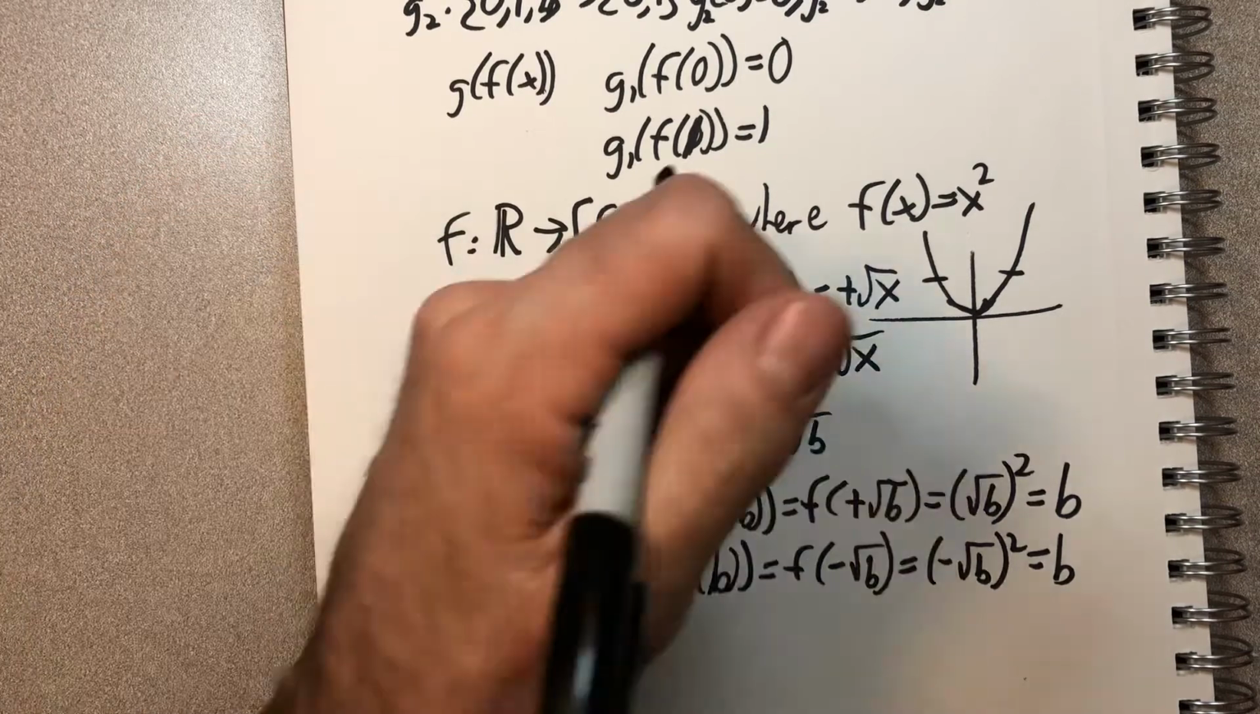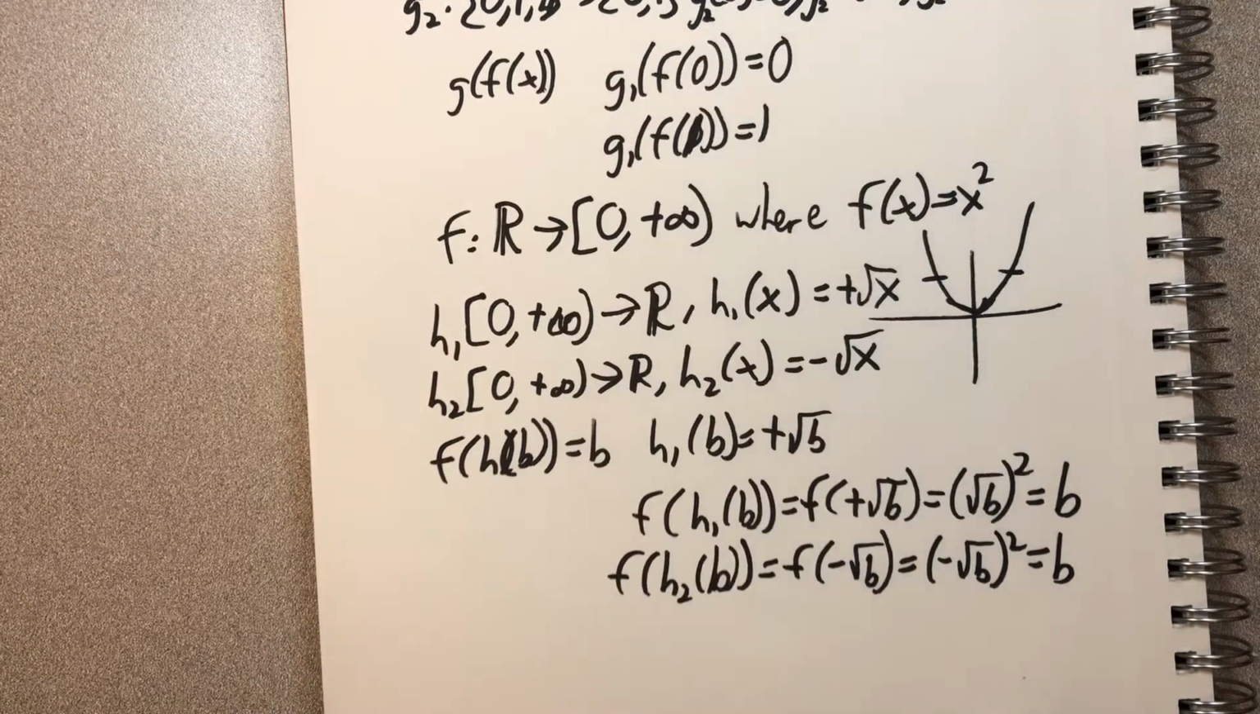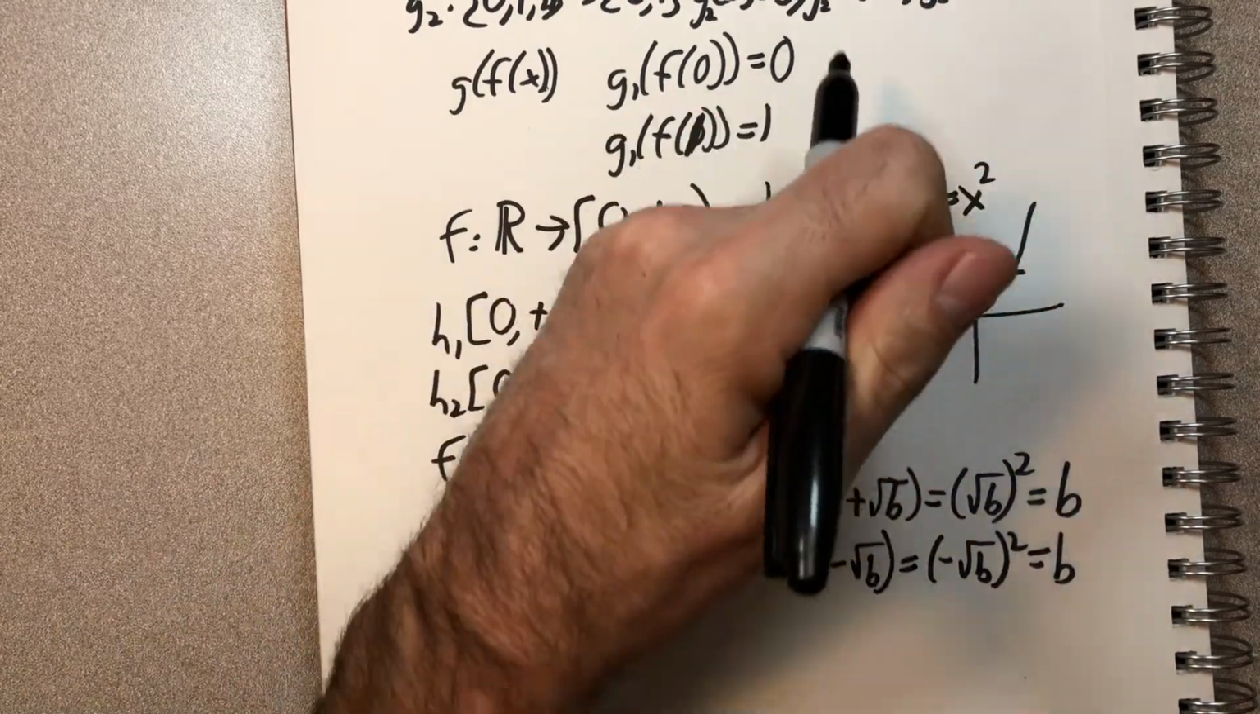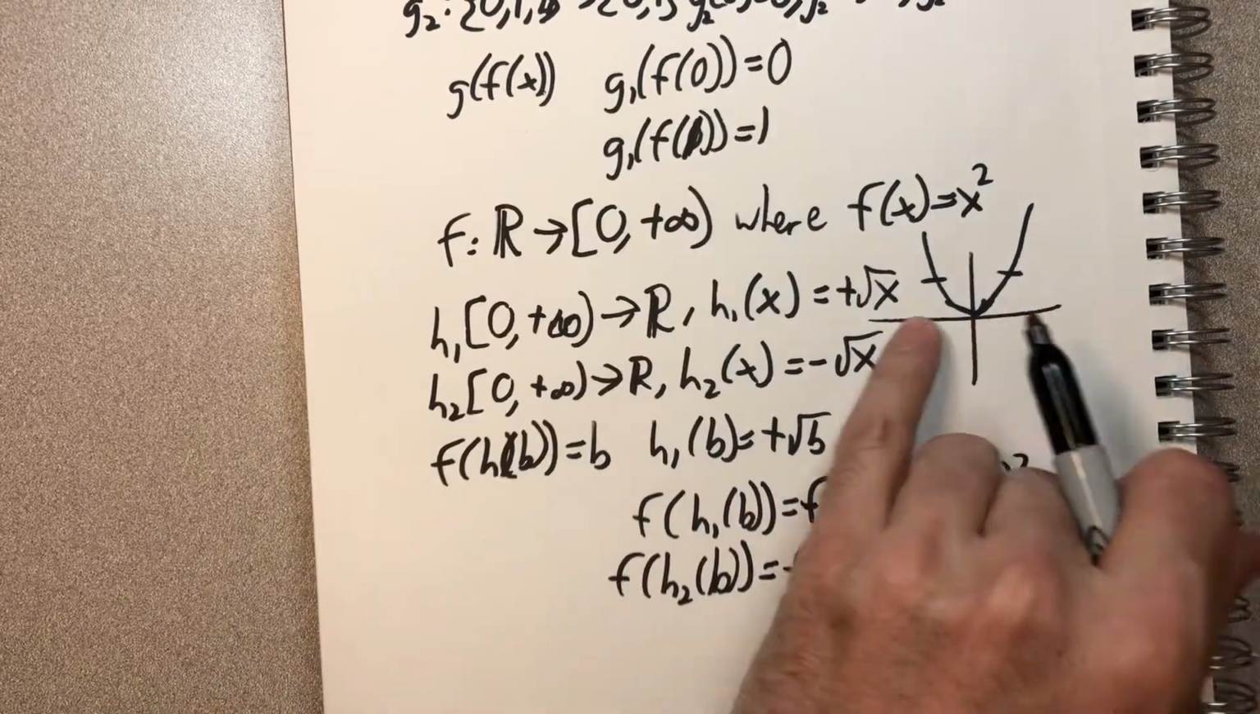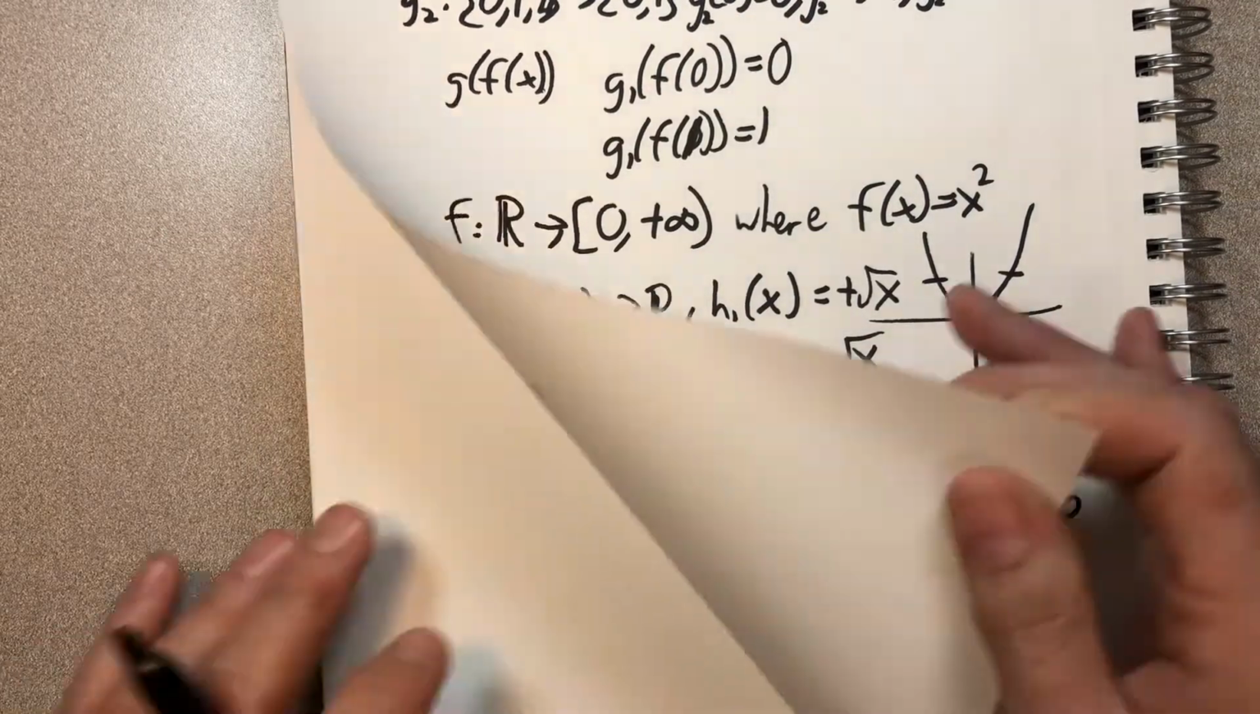So the important thing about a right inverse is that we're not concerned about sending a back to a. We're starting on the range, going back to the domain, and then back to the range. So all that matters is that the range is covered. So here, all of the non-negative reals are covered. So f is surjective, even though it's not injective. Okay.